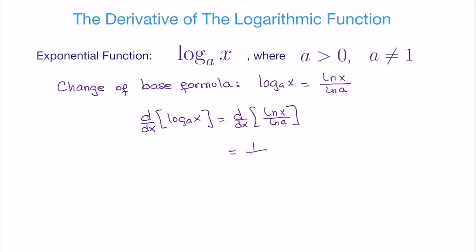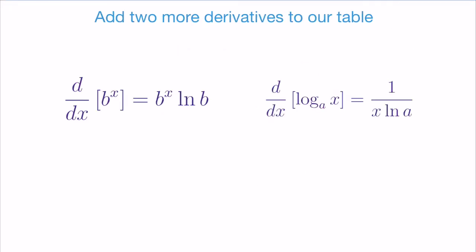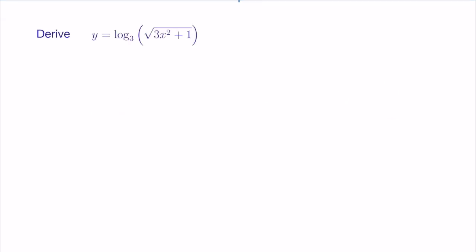So this is 1 over ln a times the derivative of ln x. And the derivative of ln x is 1 over x. So this is 1 over ln a times 1 over x. And so the derivative of the logarithm to the base a of x is just 1 over x ln a. And we can add these two guys to our table of derivatives. Two more. Now we work an example that has log to the base 3 on it.